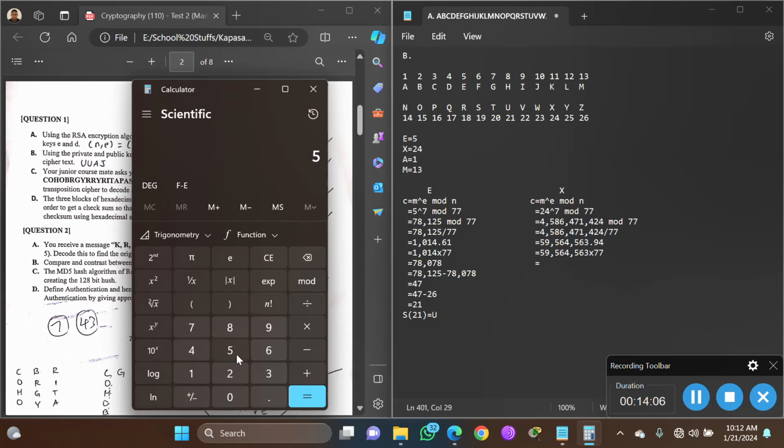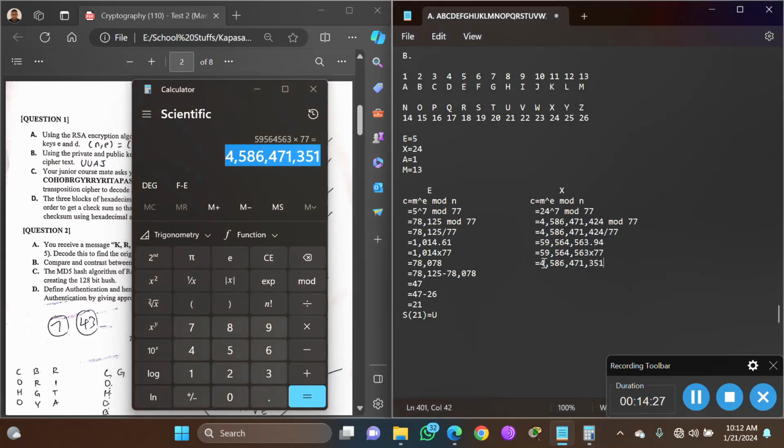Okay, so we have 59,564,563, then times 77. Okay, so we get this. So as you can see, these are huge numbers, but we don't care. At this point now, we need to get that first answer after the power, then subtract it from this new answer we have, which is this.